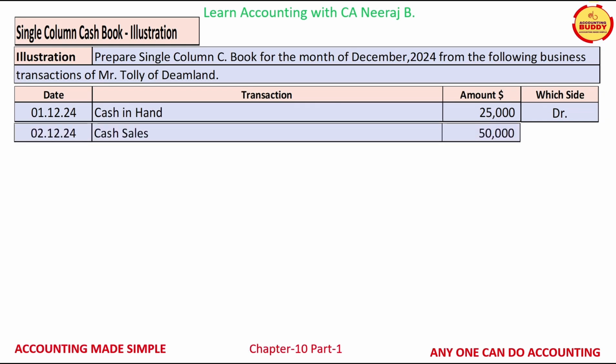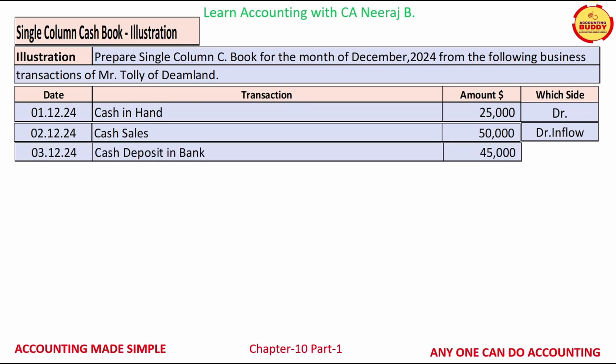On 2nd December, business did a cash sales of $50,000. This transaction will be recorded on the left hand debit side of the cash book since it is an inflow of cash. On 3rd December, business deposited cash amounting to $45,000 in the bank. This transaction will be recorded on the right hand credit side of the cash book since it is an outflow of cash.